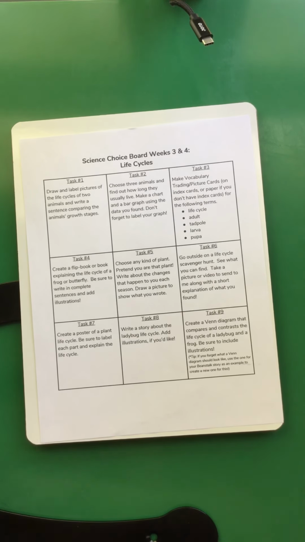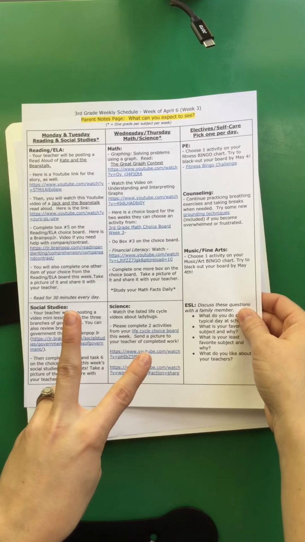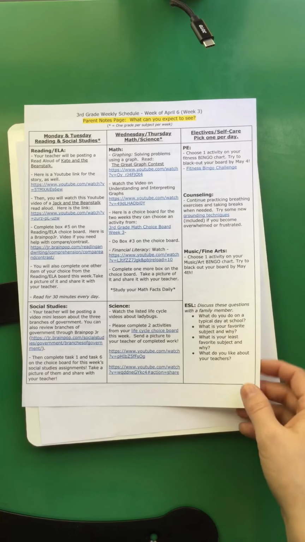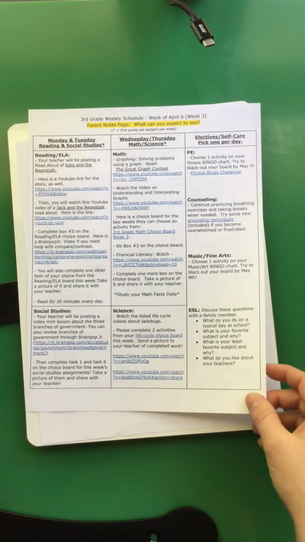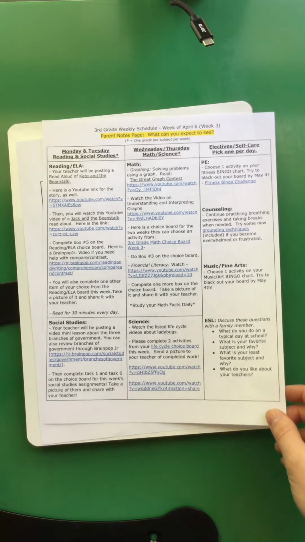Okay, so your actual assignment for this week for science is to watch the ladybug life cycle videos. There should be 2 of them on your lesson plans right here. And then pick any 2 activities that you want from your life cycle choice board, and then send a picture to me of the work that you've completed. And if you choose to do that scavenger hunt, you can post that to Flipgrid, and that way everybody else in the class can see it too. So that is it for science for this week.